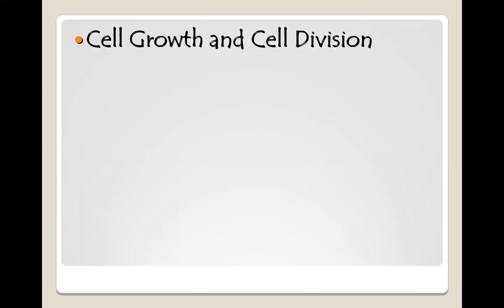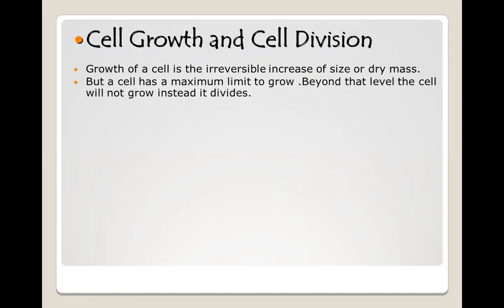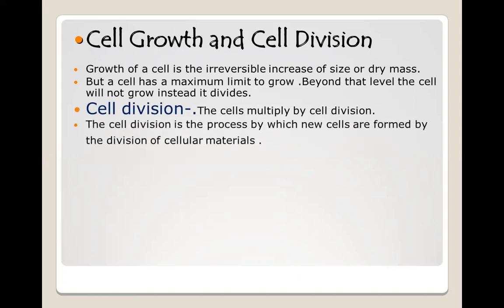Cell growth and cell division. Growth of a cell is the irreversible increase of size or dry mass. But a cell has a maximum limit to grow. Beyond that level, the cell will not grow, instead it divides. Cell division. The cells multiply by cell division. Cell division is the process by which new cells are formed by the division of cellular materials.